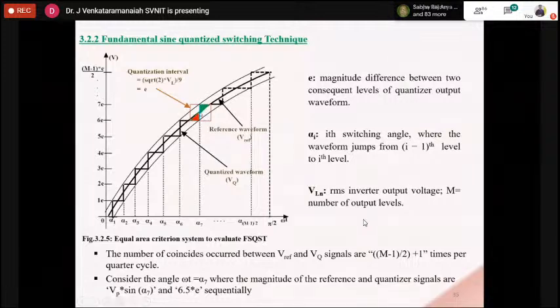Obviously, by the equal area criterion, it will be 6.5E. So at alpha 7, this value is 6.5E. Now this point of the quantized waveform is 6.5E. And what about the sine waveform, that means the reference waveform? The reference waveform magnitude is Vp into sine alpha 7. Am I right? So Vp sine alpha 7 is the instant value of the reference waveform.